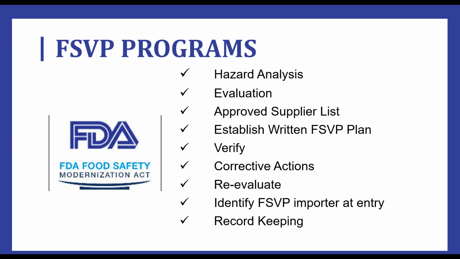So this is public information, so I'm not sharing anything different. Hazard analysis: you have to do an evaluation, you have to have an approved supplier list, you have to have established a written FSVP plan, and you have to verify that the hazard is being managed, evaluating the supplier to do that. If they're not, or if there's something that needs to be done, you're going to have corrective actions in place for that. You have to reevaluate regularly, and the law specifically says that you have to do that on a certain frequency. You have to identify the FSVP importer at entry, which could be one of 3 different entities, but all 3 have to be in the United States. And then there's record keeping.